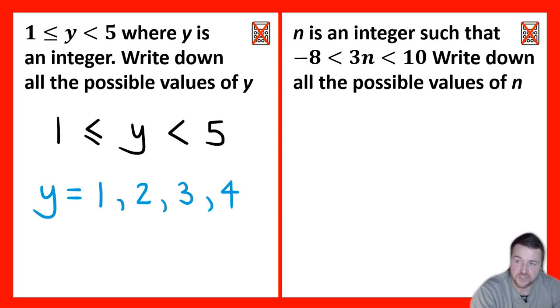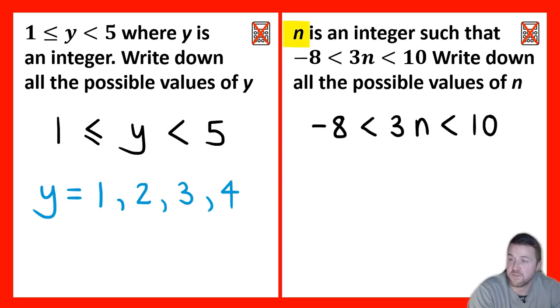n is an integer such that negative 8 is less than 3n, which is less than 10. We need to write down again all of the possible values of n. We need to find integers for n, but notice that the compound inequality provided does not have n in the middle, similar to how we just had y in the middle for the first question. To solve this for n, we'll need to use balancing, similar to how we do when we have equations.